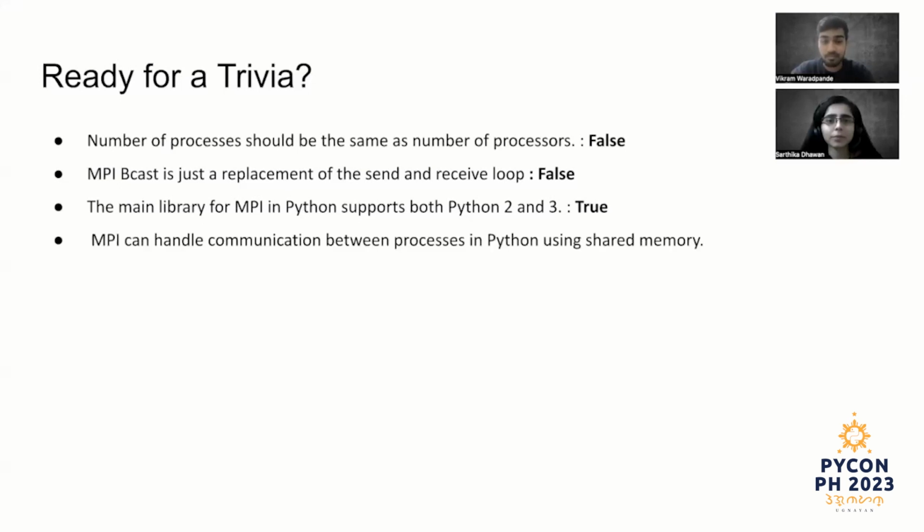Now this is: MPI can handle communication between processes in Python using shared memory. True or false? Yeah, it's false. It's not using shared memory. The processes don't use the same space, the memory is not shared between them. They have their own address spaces. So they don't use shared memory.